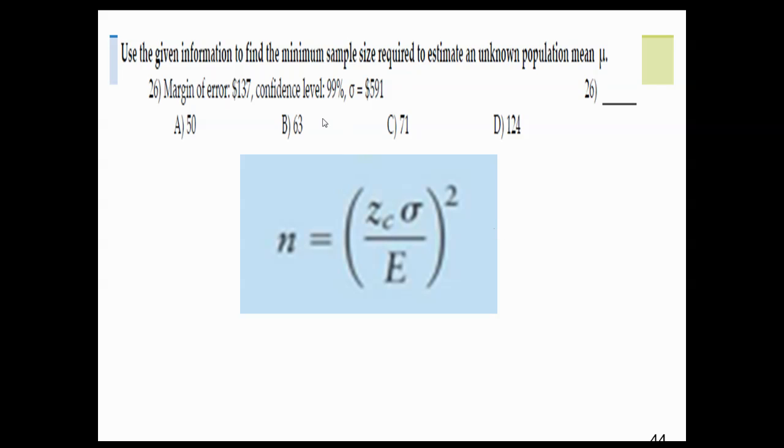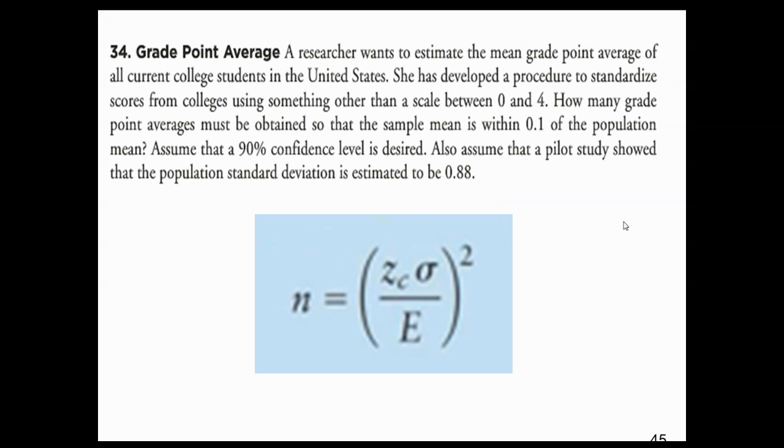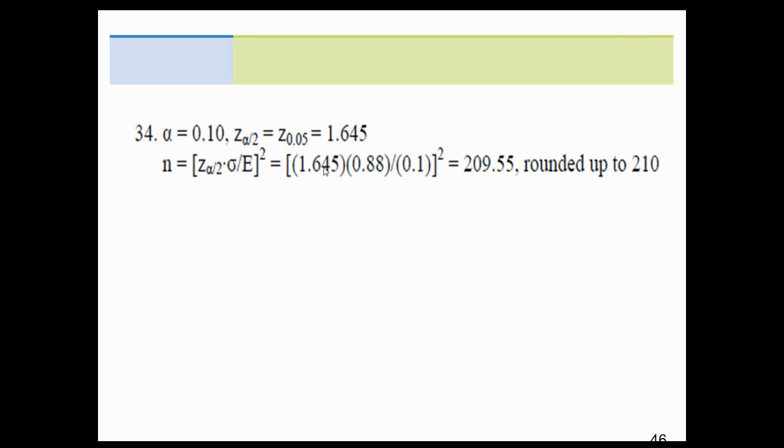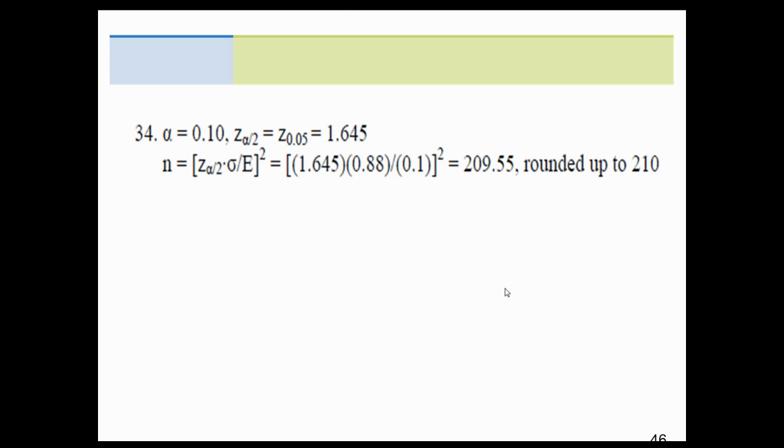This one looks just like something coming out of an exam. I give you the margin of error. I give you the confidence interval. I tell you what sigma means. Just go to your chart, find out the z-score associated with 99%. 1.645 again, times sigma divided by the error. This whole thing squared, 209.55, rounded up to 210. All right, hope that helps.